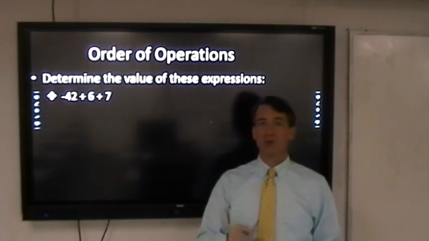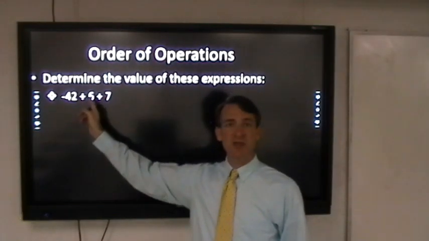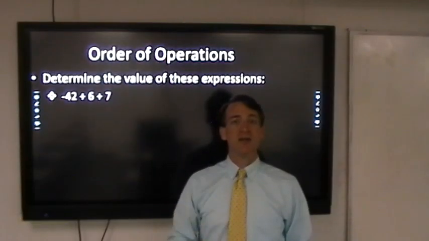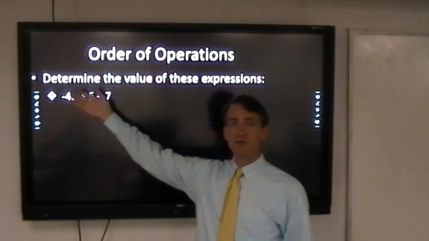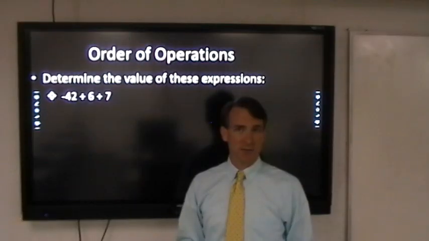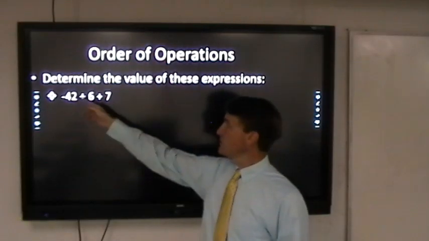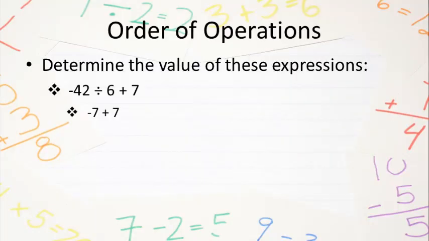But be careful, we learned yesterday that when you divide signed numbers, if they have the same sign, you're going to have a positive value. If they have different signs, such as what we have here, a negative 42 divided by a positive 6, we're going to have a negative value as our answer. So if I take negative 42 and I divide by 6, that should give me a negative 7.